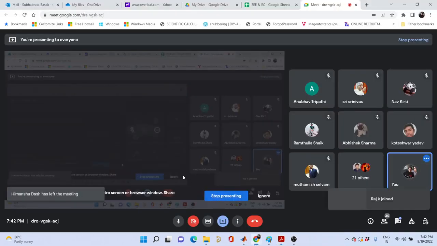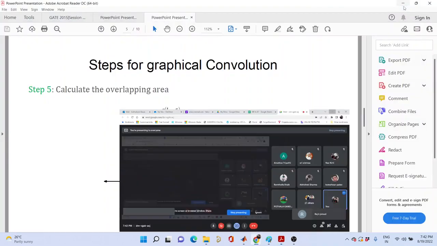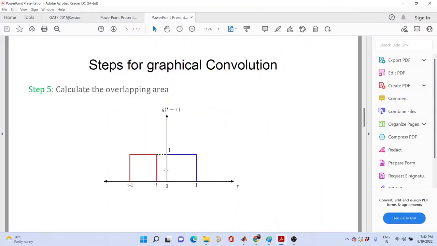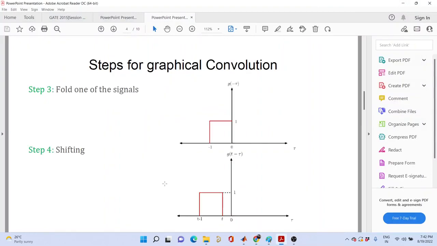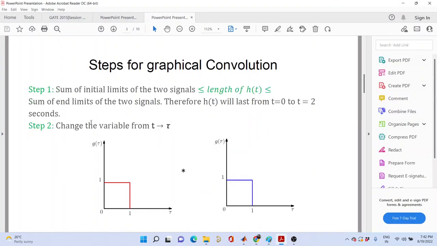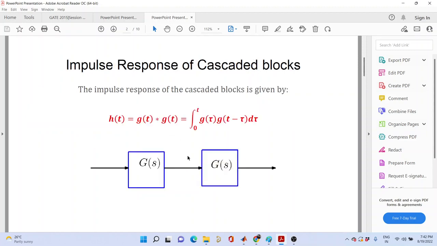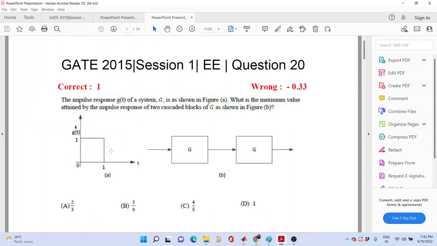Anybody from the audience? Sir, small doubt, sir. Yes. Sir, can you explain step 2? Step 2, I have changed the variable from t to tau. What is the doubt in it? I have just changed the variable t to tau.